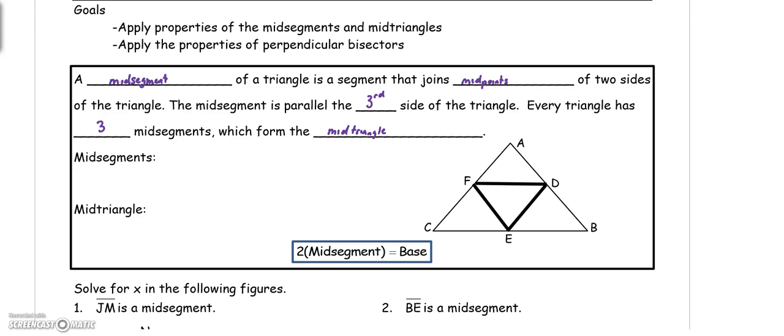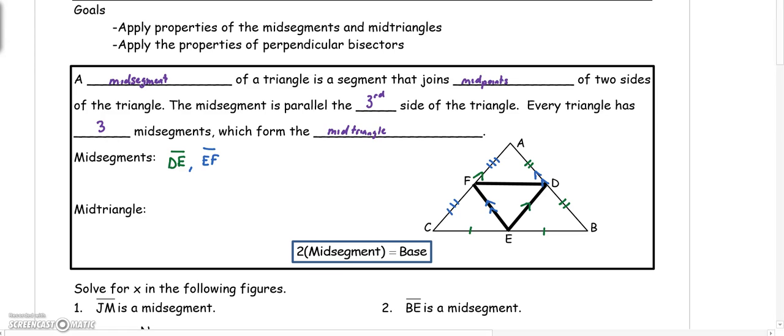So in the image below, one of our midsegments is DE. DE is parallel to AC, and it bisects the sides AB because D is a midpoint, and BC because E is a midpoint. Another midsegment that we have is EF. EF is parallel to the side AB, and it helps to bisect BC because it has the E midpoint, and AC because F is the midpoint of that side.